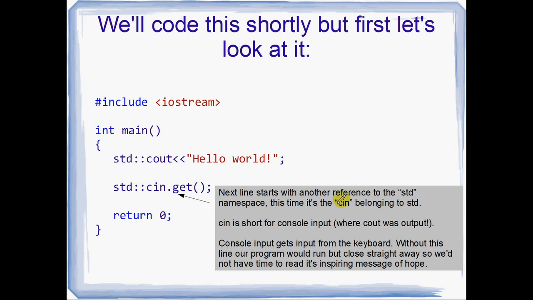Okay, so the next line starts with another reference to the STD namespace, but this time we're not saying the cout from STD, we're saying cin, which is the console input. And this is the keyboard, pretty much. This is going to get one character from the keyboard. We're doing this because otherwise our program would just flash up on the screen and then close straight away, which is no good. So this line just here waits for you to press enter on the keyboard before the program closes.